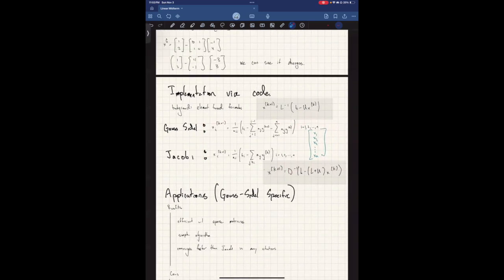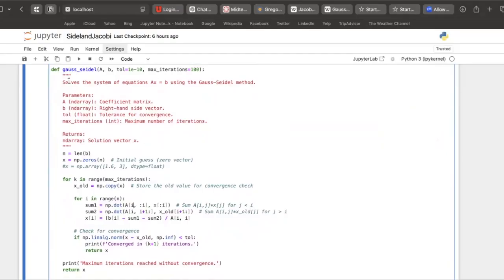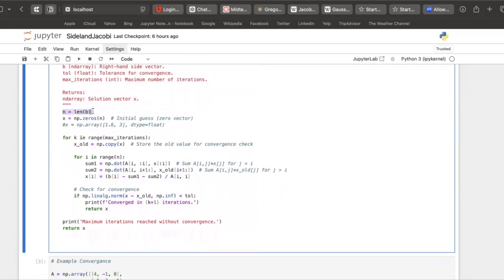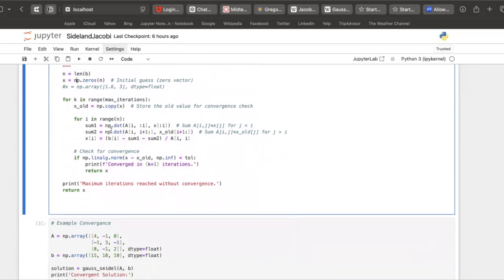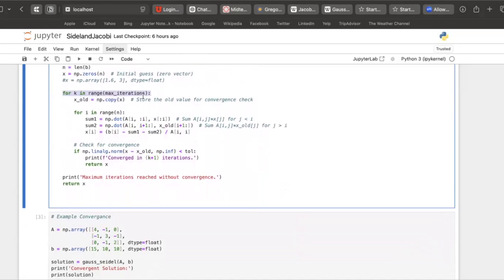So now I'm going to switch over to the code for the Gauss-Seidel method. So we define a function, and the parameters are the coefficient matrix A, the right-hand side vector B, the tolerance for convergence, and the maximum number of iterations before it's saying that it diverges. It's going to return the solution vector x. And so first, this line of code just sets a variable equal to the length of B, and we set x equal to a 0 vector of that length, just so everything matches up. And then we do for k in range of max iterations, so we do 100 iterations, we make x old a copy of x. So we store the old value for the convergence check.